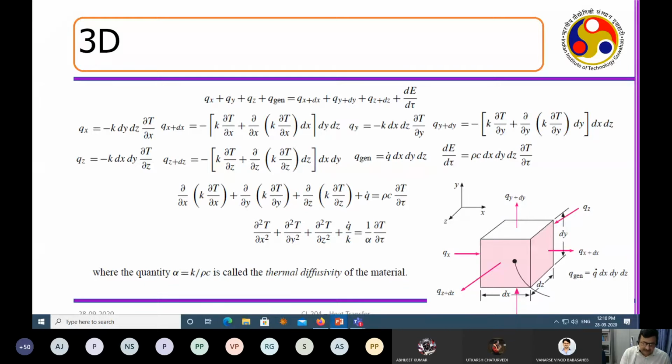So in that process, what happens? This part takes care of the conduction that is coming in through all the faces. This part of the equation takes care of what is going out through these faces. And this part takes care of the generation.